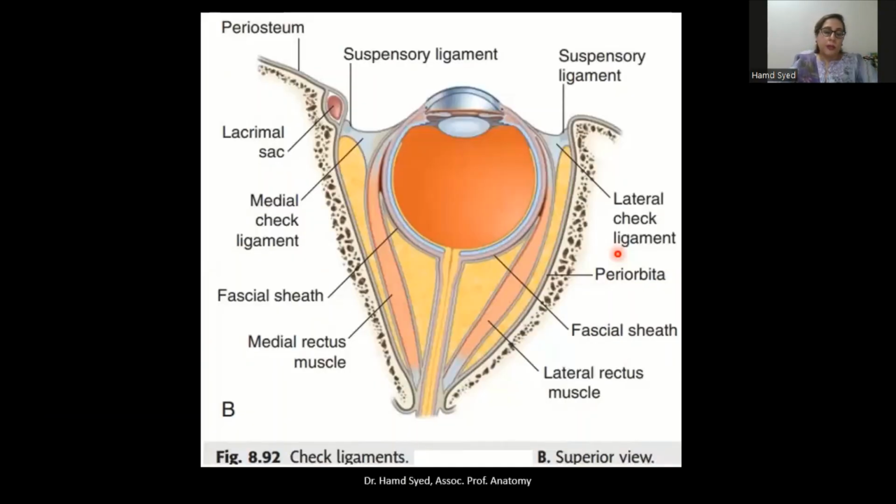If we look over here at this diagram, then we can see that we're looking at the eyeball from above. We can see the lateral check ligament and the medial check ligament. These are the specializations, as I told you before, of the bulbar sheath, and they're attached to the bony orbit. And they are continuous to this here, you can see covering of the sheath over the extraocular muscles. And this here is the bulbar sheath. So these are all present in continuity over here.